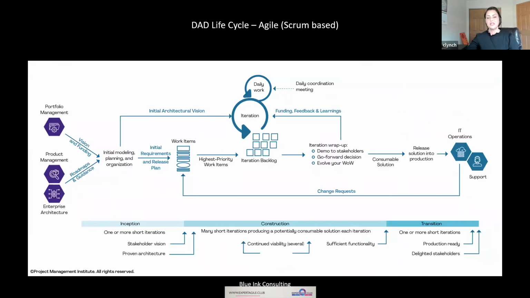Our first life cycle is probably the best place to start. This is our Disciplined Agile Delivery life cycle, Agile approach. And the Agile approach is very similar to what you see in Scrum, which is why we typically point teams to start here with the life cycle. It allows you to be agile, flexible, but it also gives you some guardrails for teams that are just starting out in Disciplined Agile.